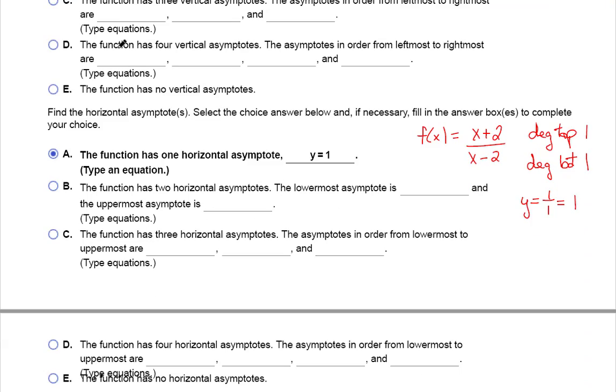Okay. And what about the horizontal asymptote? Let's see. Degree of the top is 1. Degree of the bottom is 1. The 2 degrees are equal. Therefore, the graph will level off on the two sides to the number, which is the coefficients sitting here in the front. 1 and 1 is 1. So, the horizontal asymptote is y equals 1.